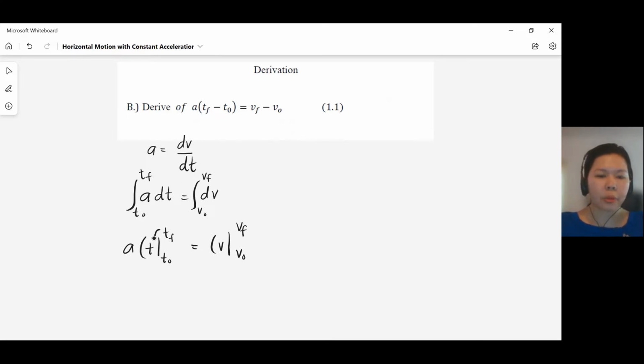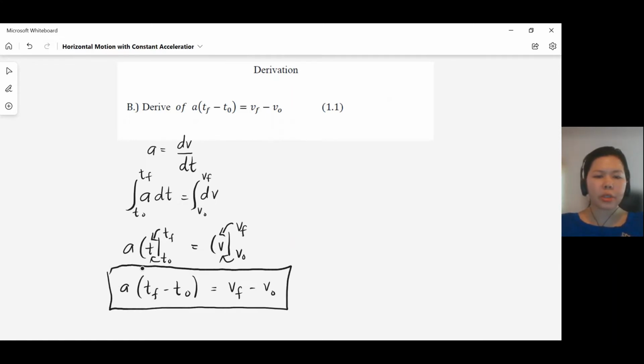So again, we simply evaluate this by substituting the upper limit and the lower limit. We have upper minus lower on the left side of the equation, and also on the right side, upper limit minus lower limit. So a times upper limit tf minus lower limit t naught equals, on the right side, upper limit v final minus lower limit v initial. And so we have arrived at our desired equation 1.1, horizontal motion with constant acceleration. We will use this equation.